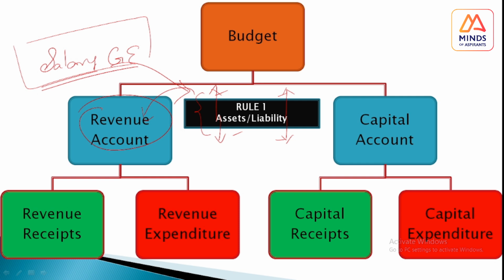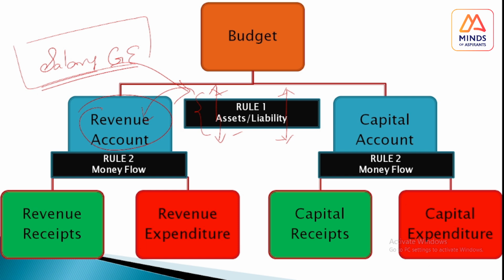What about rule number 2? Rule number 2 is that we have to identify the money flow. Is it coming to the government or going out of the government? Is it an income or expenditure? Obviously, salary to the government employees is expenditure. So, these salaries to the government employees will form part of the revenue expenditure account.